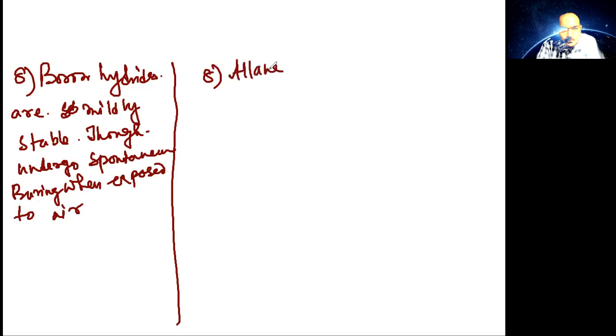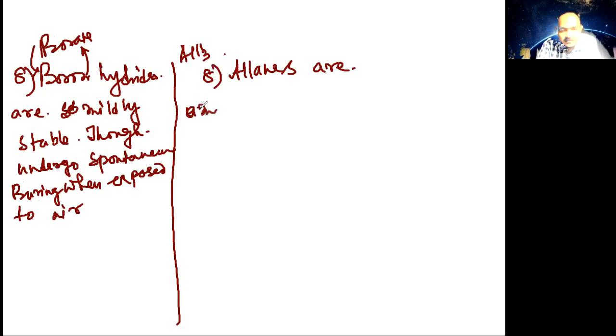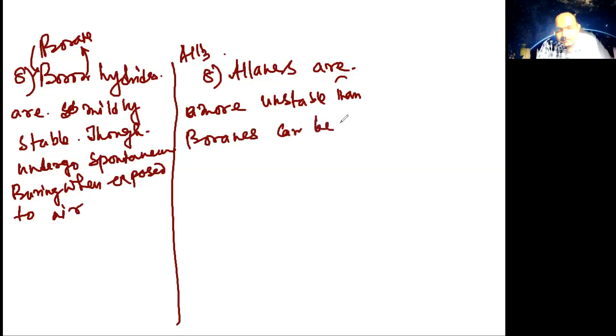Boron hydrides are called boranes. Aluminium hydrides such as AlH3 are called alanes. Alanes are unstable, more unstable than boranes, and can be found in traces.